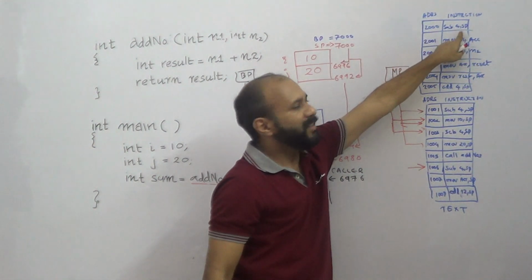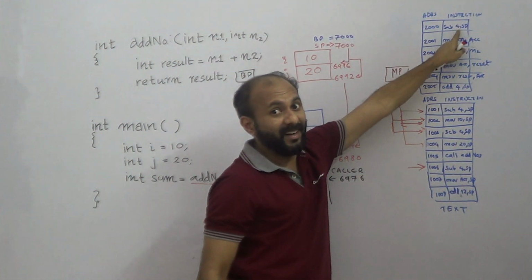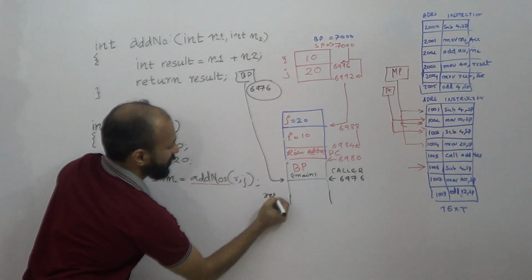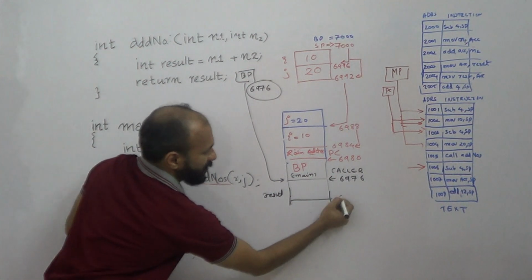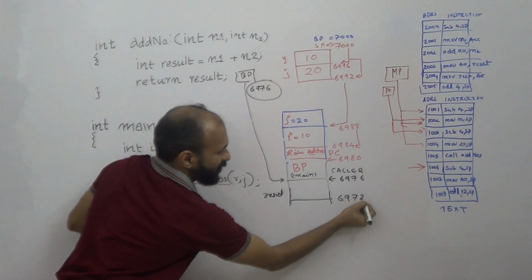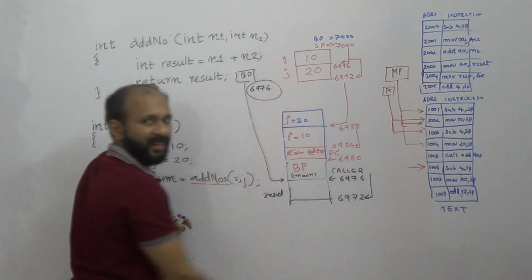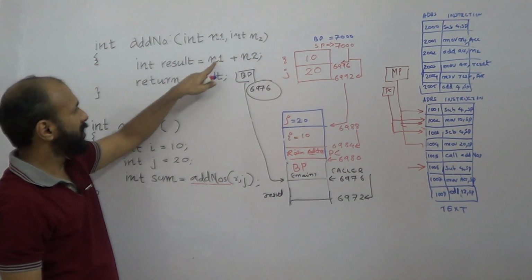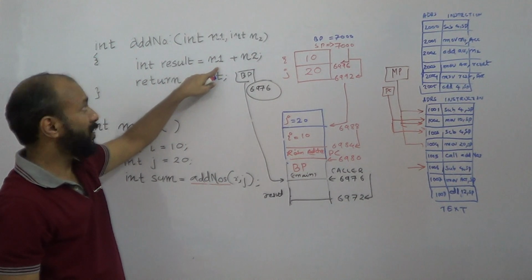Subtract 4 from the stack pointer where it is currently pointing. So it will get memory for the result: 6972. Now it is pointing here. Now the result got memory. After that, we are performing some mathematical operation.